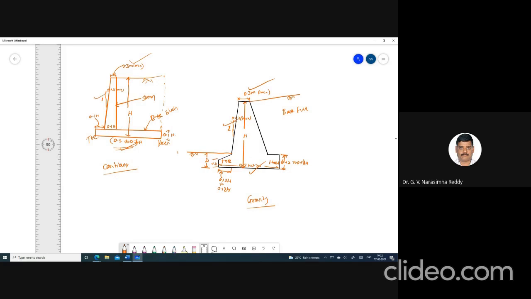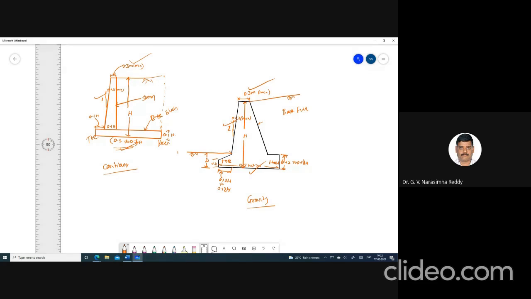And the only variation here is this minimum thickness, 0.1 H here, whereas in the gravity wall it is 0.1 to 0.17 H. The rest you will provide as inclination, something like that. This inclination may be different, so it will be more than this 0.02. So this is how you have to proportion it.